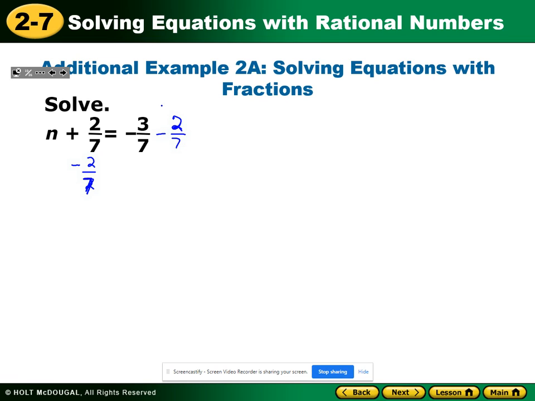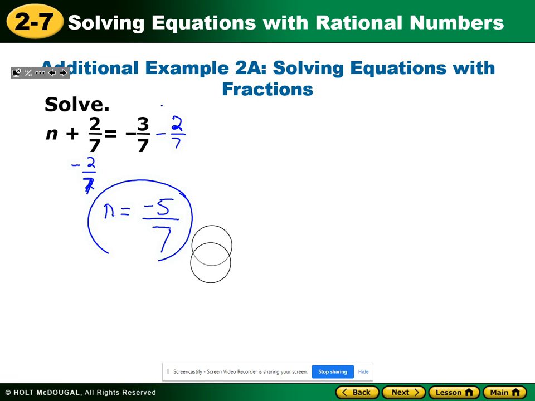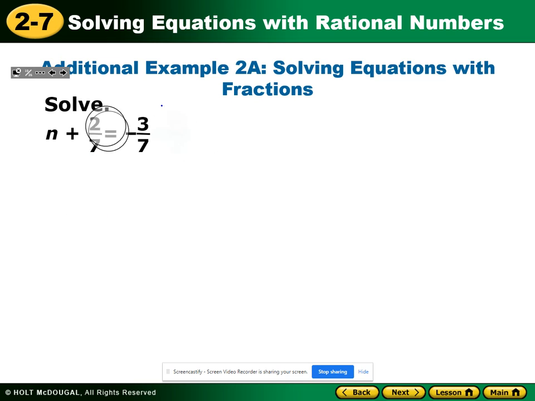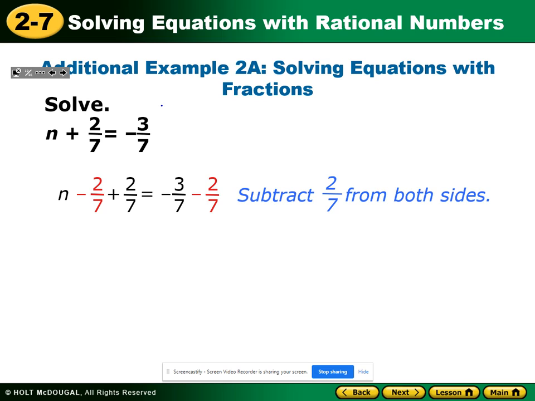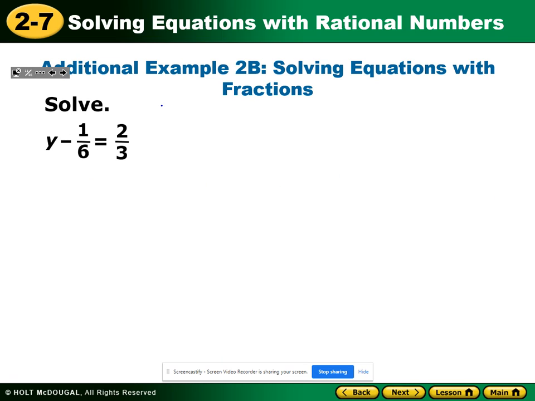Negatives and positives are going to be your big confusing thing. Both are negative, add and keep the sign. Negative 5/7. n equals negative 5/7. All right, well done. Let's see if they did the same thing. Okay. They subtracted 2/7 from both sides, negative 5/7. Well done.